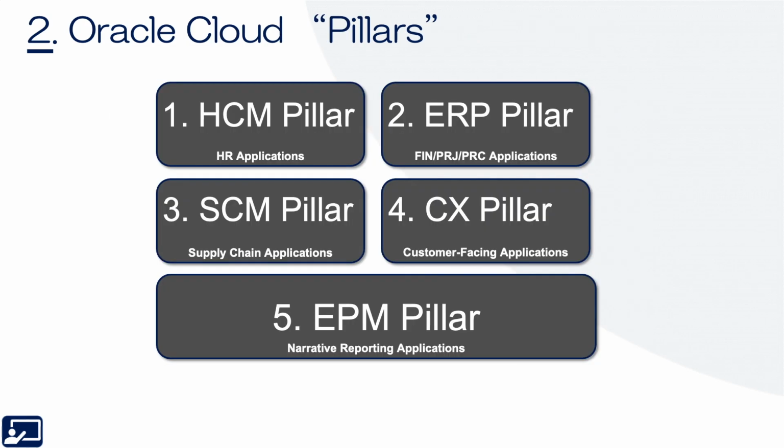Second topic, Oracle Cloud Pillars. Here are the 5 pillars within Oracle Cloud SaaS applications as of Q3 2021. First, the HCM pillar. This pillar is focused on human resource related applications. Second, the ERP pillar. This pillar is focused on finance-related applications. Third, the SCM pillar. This pillar is focused on supply chain-related applications.